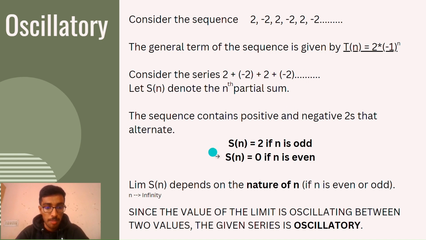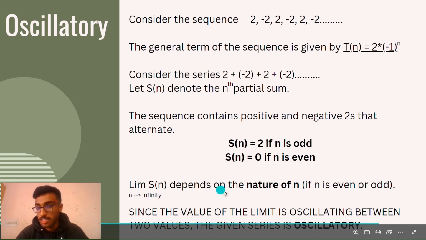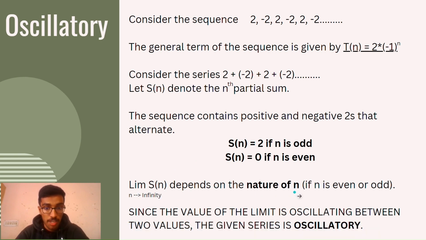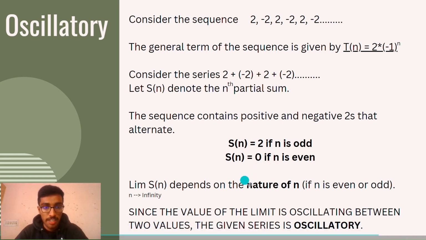So if we apply the limit of n tending to infinity, the value depends on the nature of n, whether n is even or n is odd. If n is odd, the value of the limit is going to be 2, and if n is even, the value is going to be 0. Since the value of the limit is oscillating, it's either going to be 0 or it's going to be 2. And how do you know that? It depends on the nature of n, whether n is odd or n is even. If n is odd, it's going to be 2, and if n is even, it's going to be 0. Since the value of the limit is oscillating, the given series is oscillatory.